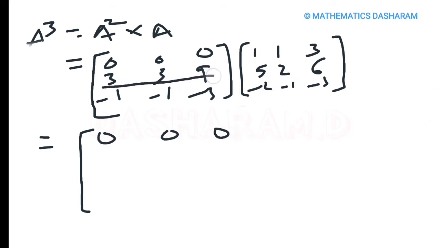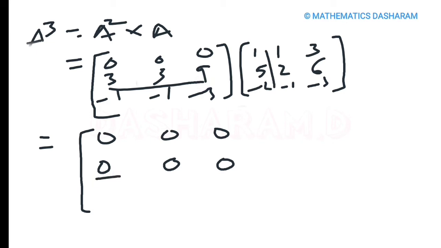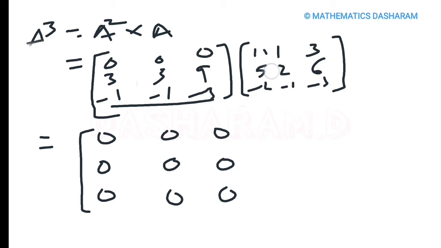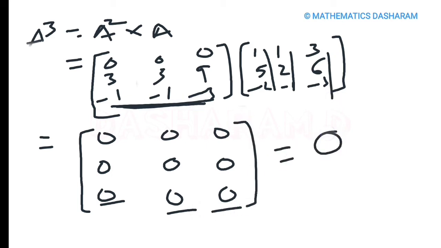Now second row multiply with the first column. So second row first column 0, second row second column also 0, second row third column also 0. Now third row multiply with the first column. So answer is 0. Next third row second column 0, third row third column 0. So finally it equals the zero matrix of order 3 by 3.